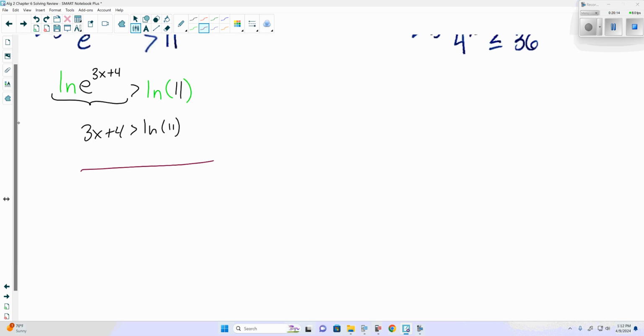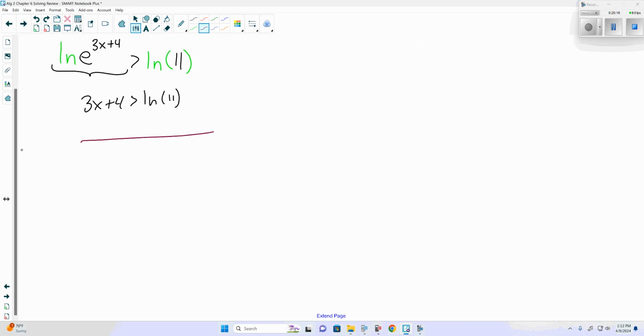Now we just need to solve for x. And the first thing we can do is subtract 4 from both sides, telling us 3x is greater than the natural log of 11 minus 4. And then the last thing would be 2.